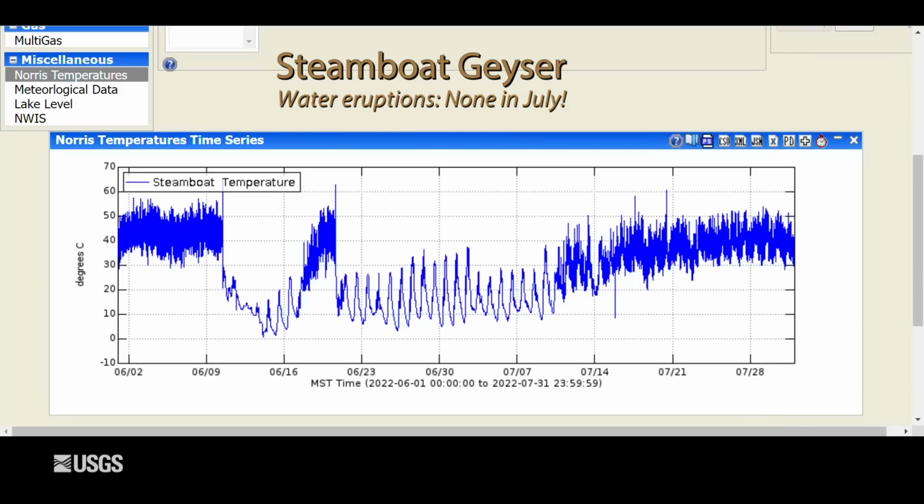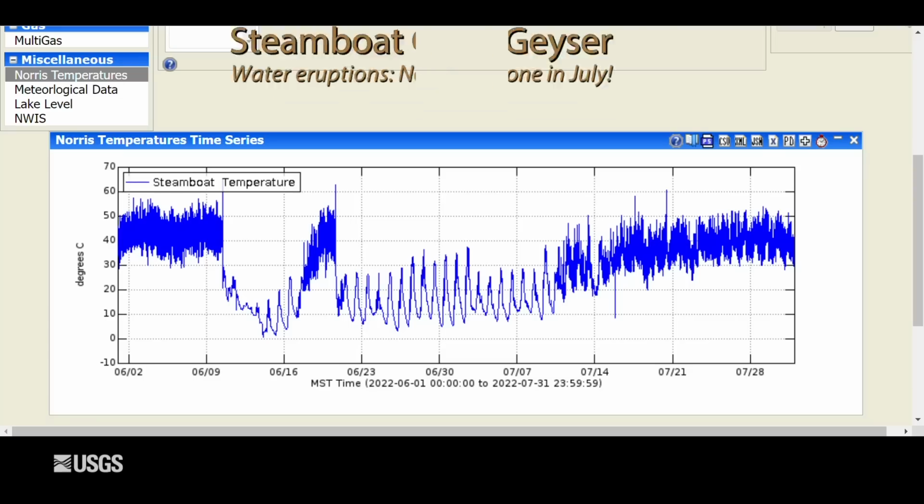So it looks like Steamboat is not done quite yet. It's not as active as it was in previous years, but still having a lot of minor activity, so hopefully leading to a major eruption soon.